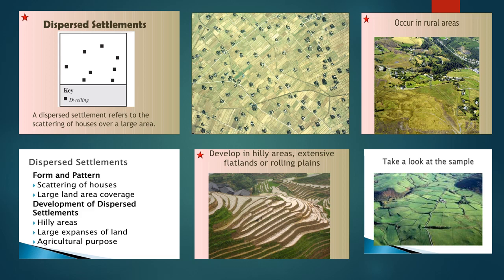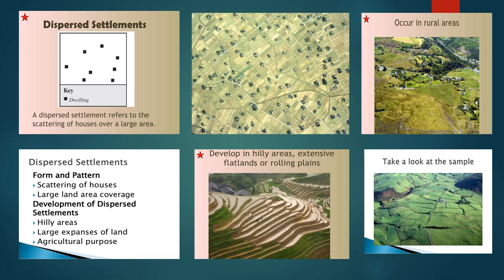In dispersed settlements, cattle rearing is a common business as each household has cattle and they are allowed to graze in the open fields. Also, the land is not that fertile to support big populations. So, this is about the dispersed or scattered settlements. You can see in the picture how it looks on the topo map or aerial view, that is also shown over here.